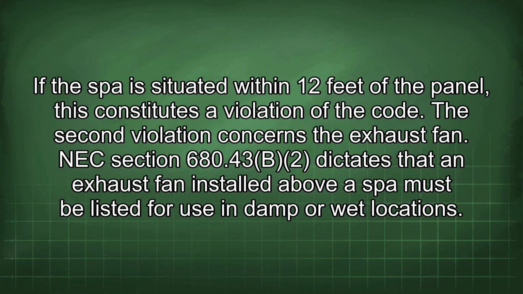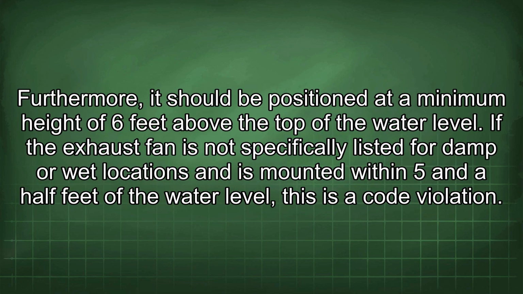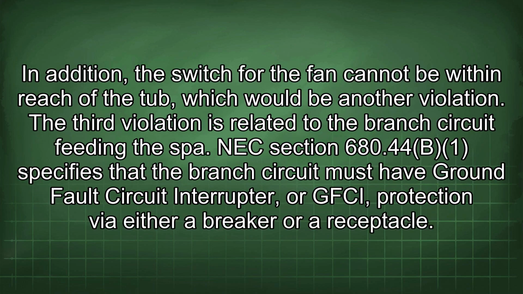The second violation concerns the exhaust fan. NEC section 680.43b2 dictates that an exhaust fan installed above a spa must be listed for use in damp or wet locations. Furthermore, it should be positioned at a minimum height of 6 feet above the top of the water level. If the exhaust fan is not specifically listed for damp or wet locations and is mounted within 5.5 feet of the water level, this is a code violation. In addition, the switch for the fan cannot be within reach of the tub, which would be another violation.